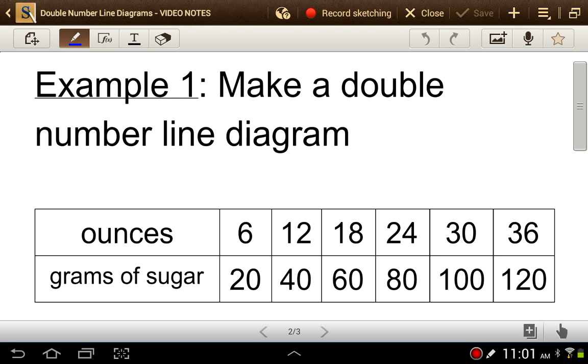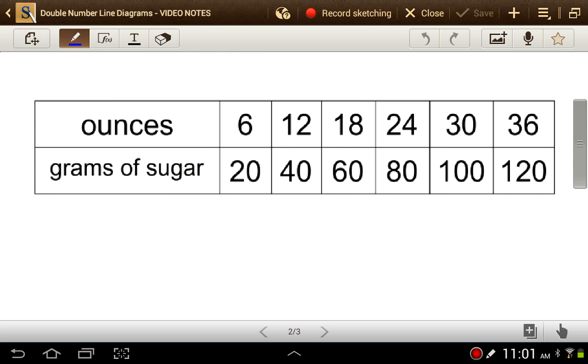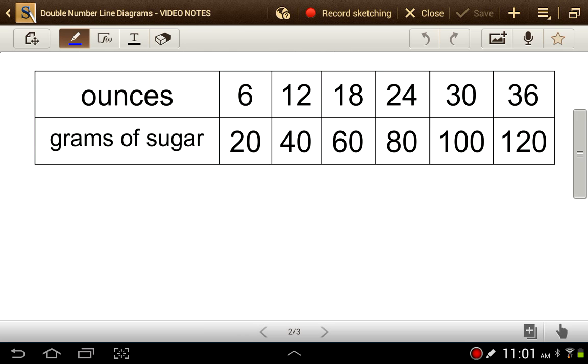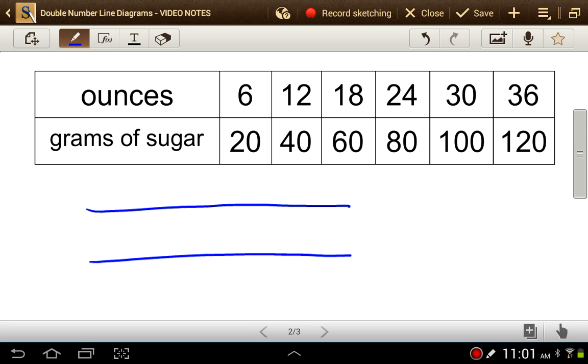I'm going to slide down so that we can make our number line underneath. To make your double number line, you're going to have two number lines, one on the top and one on the bottom. I'm going to start at 0, so I'm always going to have 0, 0. Then I'm going to label what I have: ounces on the top and grams of sugar on the bottom. You always want to make sure you're labeling your lines so you know what is what.